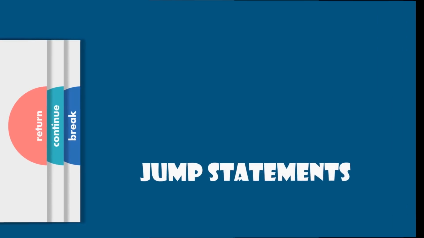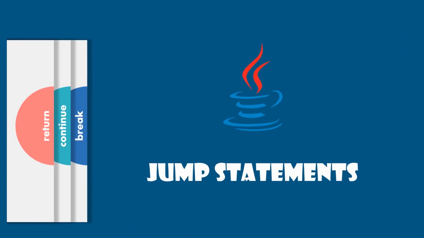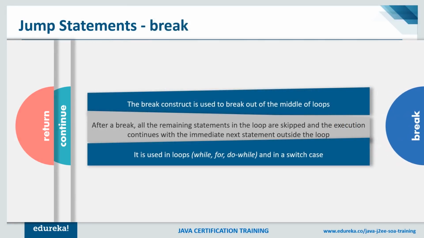Now, alongside conditions, we have something known as jump statements. We can use some keywords to understand these. We have a statement called break. Sorry, my bad, these are not used with conditions, but with loops. If you have a loop, break is a keyword which will terminate the loop. It will just terminate the loop and come out of the loop. It is used in while, for, do while, and in a switch case.